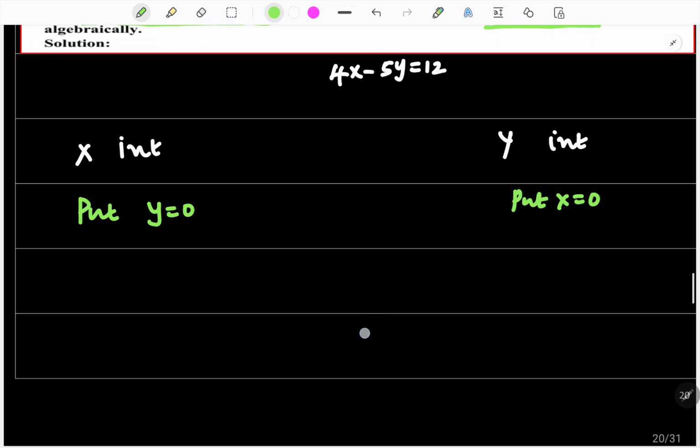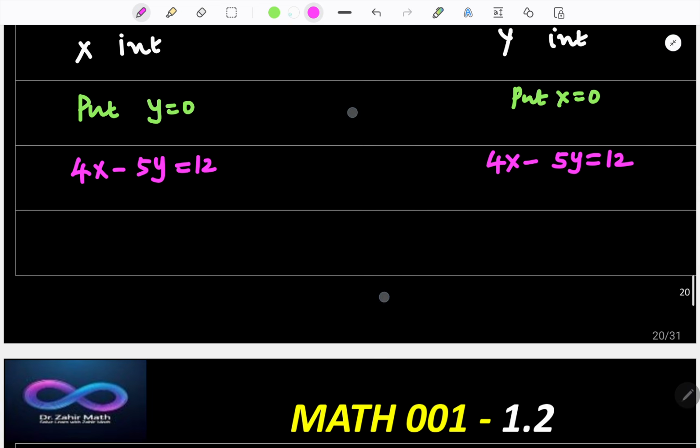Right. So what is your equation? Your equation is 4x minus 5y is equal to 12. So what are we going to do? We are going to put y equal to 0. Here we are going to put x equal to 0. So 4x minus 5 times 0 is equal to 12.